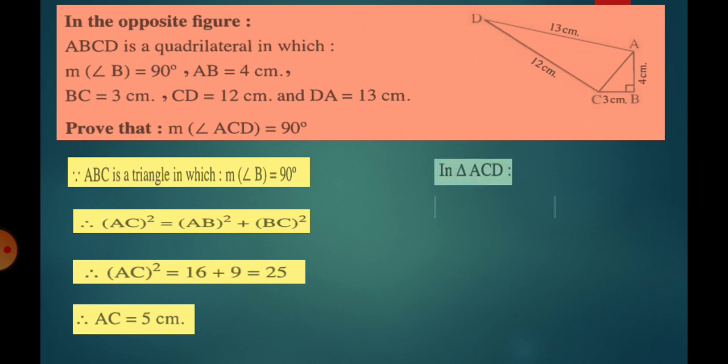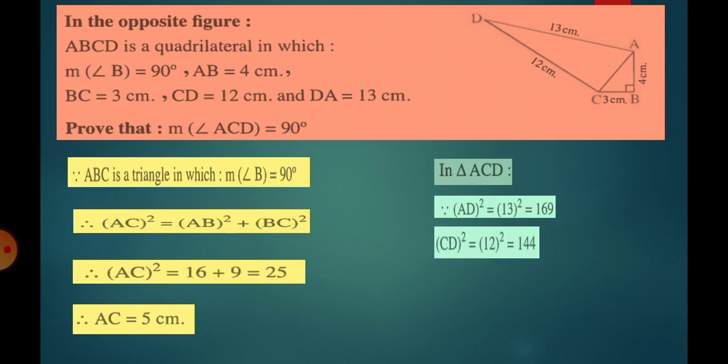In the triangle ACD, AD power 2 equals 13 power 2 equals 169, and CD power 2 equals 12 power 2 equals 144. Here, the greatest side is AD. In the triangle ACD, AD is the longest side. Then we find the sum of the squares of the two other sides.